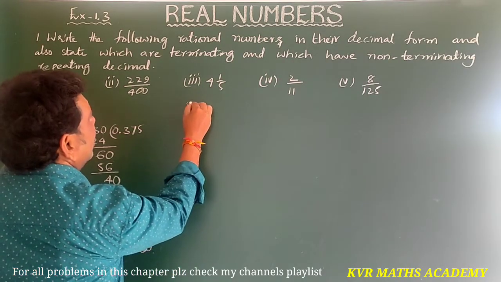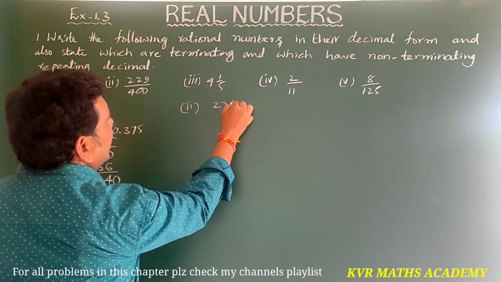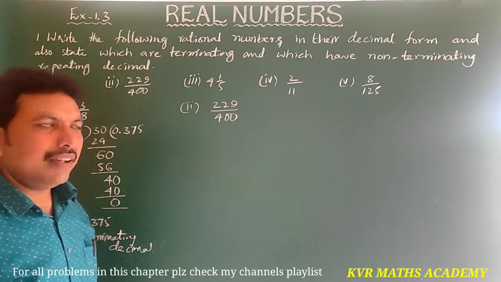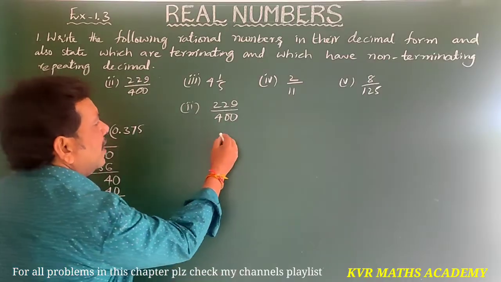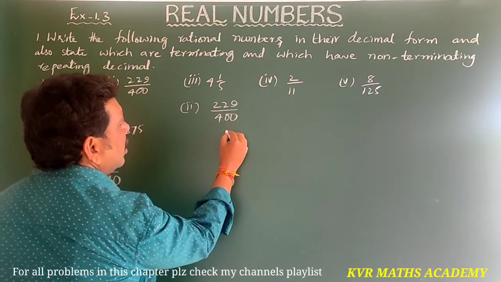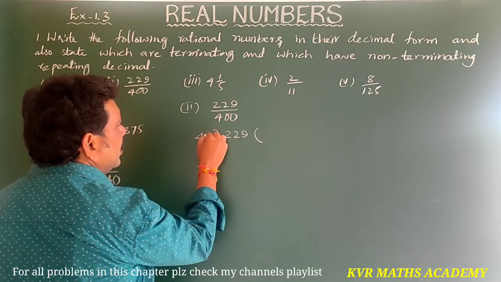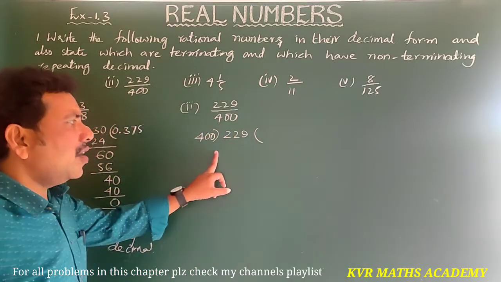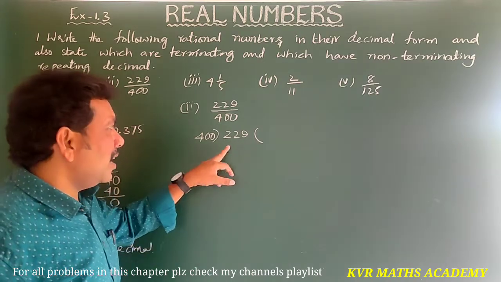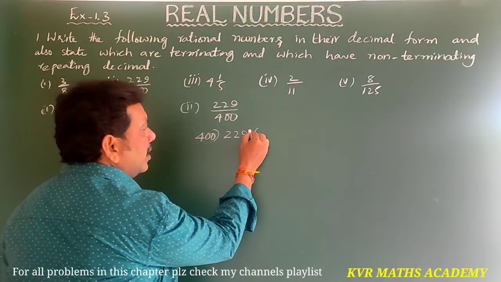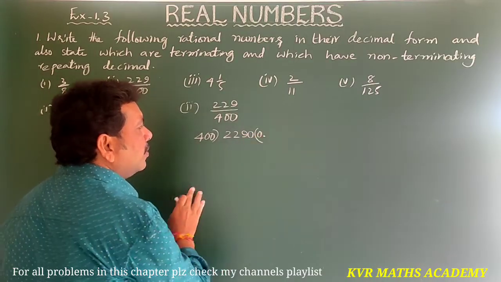What is the second one? 229 by 400. Let us divide 229 by 400. 400 does not go into 229, because the denominator is bigger than the numerator. So here also keep the 0 and put the 0 point.